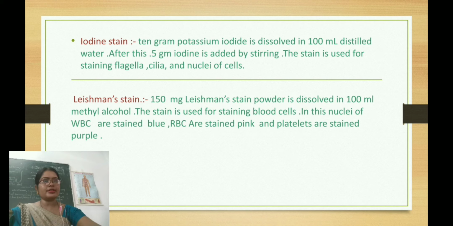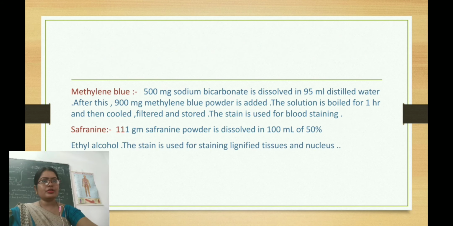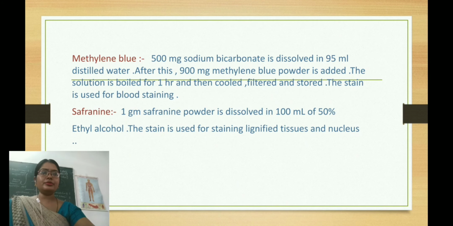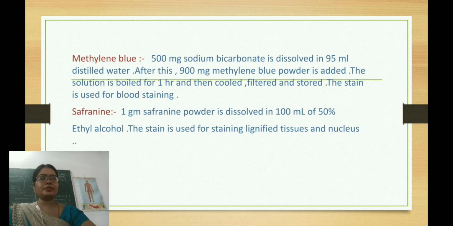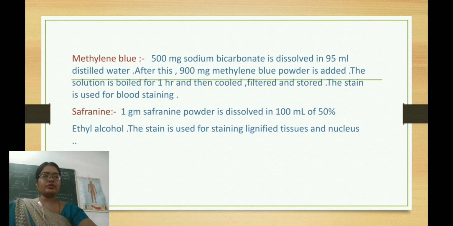Our next stain is methylene blue. This methylene blue is used for staining blood smears. 500 mg of sodium bicarbonate is dissolved in 95 ml of distilled water. After this, 900 mg of methylene blue powder is added to the solution, which is boiled for 1 hour and then cooled. It is filtered and stored, and it can be used for blood staining.